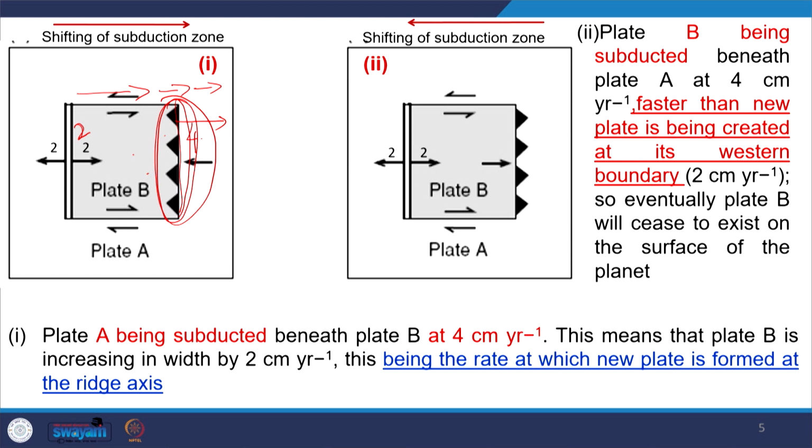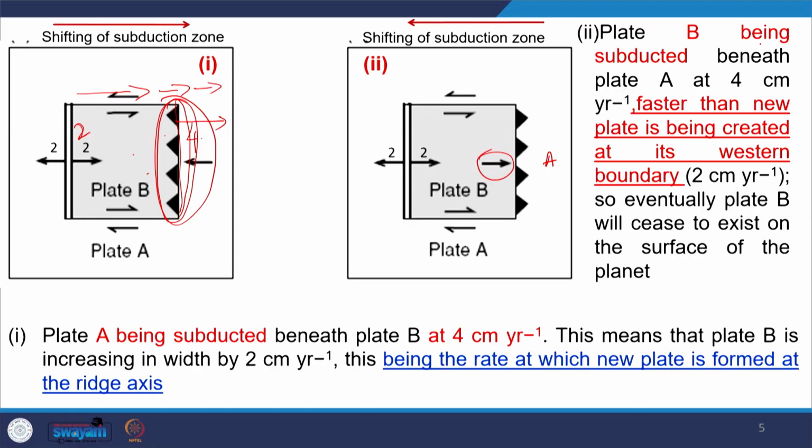But in case 2, plate B is subducted under plate A. What is happening here? Plate B is being subducted beneath plate A at 4 centimeters per year, which is faster than plate B is created at the constructive plate boundary, because here plate B is created at 2 centimeters per year but subducts at 4 centimeters per year. That means 2 centimeters of its width is annually decreasing, so the subduction zone, which was earlier here, gradually shifts towards the west.